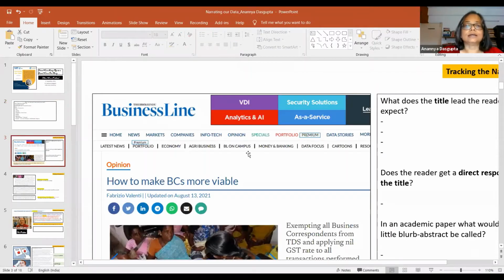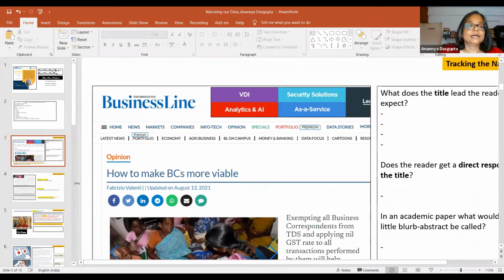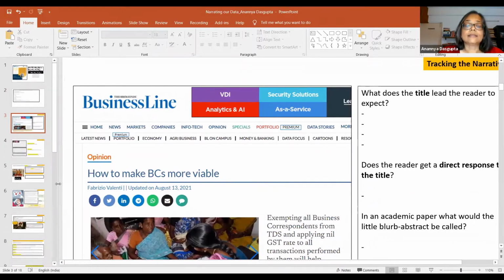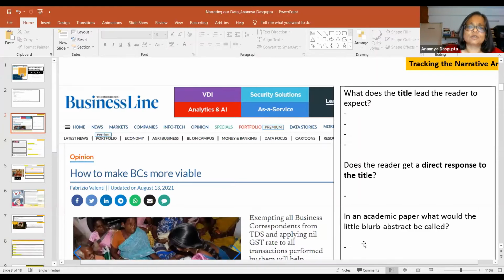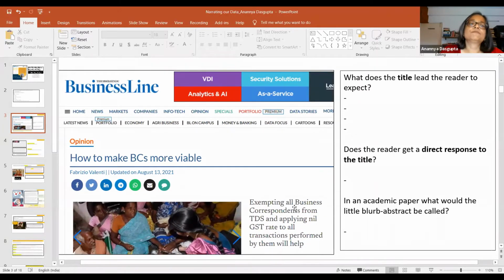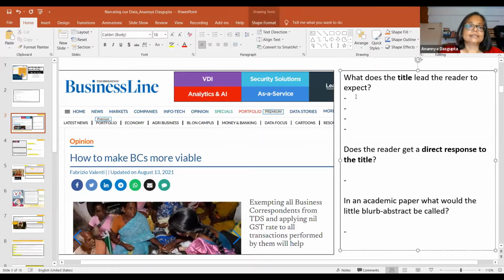And for that, I'm going to turn to an article that Deeksha and Preeti shared with me. The link to the article you already have. It's by your colleague Fabrizio, and it came out quite recently in Business Life. Now, here are some questions I have, based on just what you see in the slide. If you've read the article before, great, but if you haven't, it doesn't matter. My first question is this: what does the title lead the reader to expect? The title is How to Make VCs More Viable.